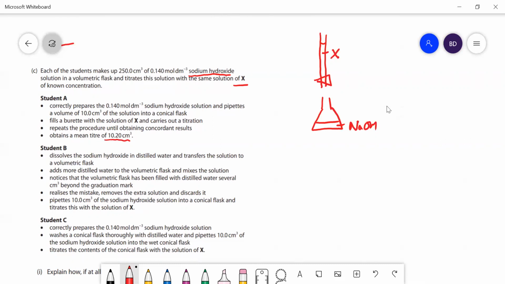Now student B makes a bit of a mistake here, because he gets his volumetric flask and he's making it up. There's the mark.